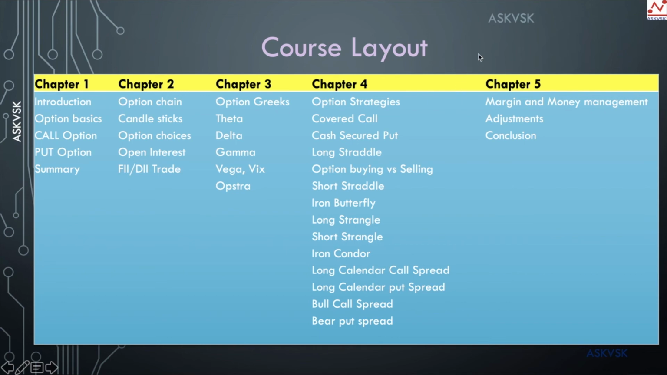Finally, in the last chapter, we are going to discuss the most important topic, which is margin and money management. We are going to talk about how you assess the risk, what your profit and loss targets need to be, and also talk about adjustment techniques, what you need to deploy in case your trade goes wrong.